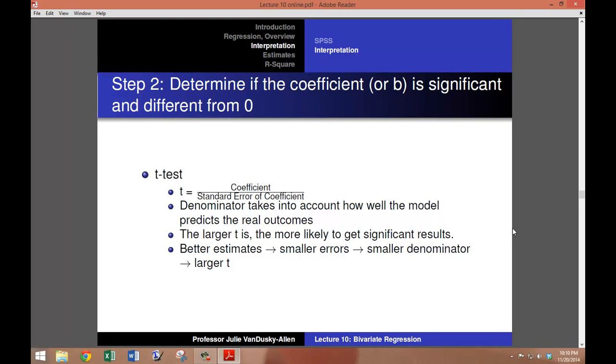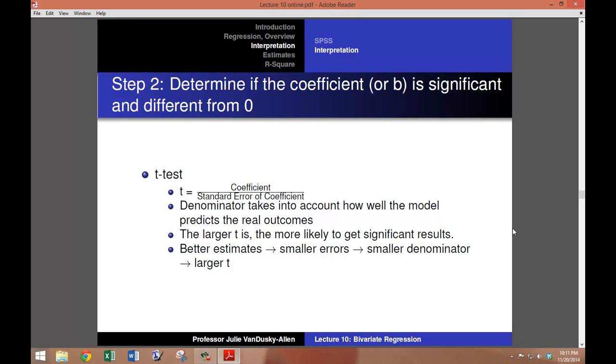I am not going to teach you how to calculate whether a coefficient b hat is different from 0. Once again, I covered that in Political Science 398. But I will tell you the intuition behind the calculation. We use a t-test to determine whether a coefficient b hat is different from 0. This is similar to when we use the t-test for a difference of means test. We divide the coefficient b hat by the standard error of the coefficient. The standard error of the coefficient takes into account how well the regression model predicts real-world outcomes.